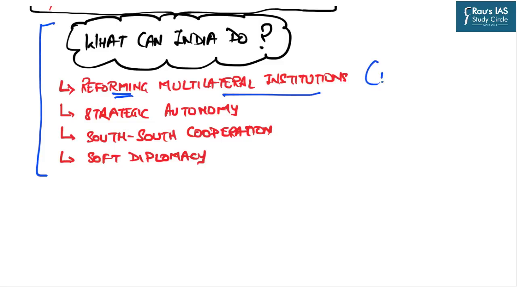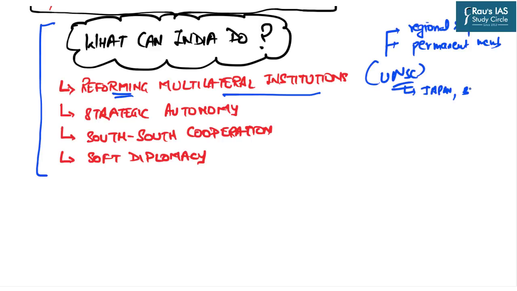For example, the United Nations Security Council. India has been raising its voice for many years that the UNSC must be reformed in order to grant greater regional representation, reforming the structure of the veto power as well as permanent membership. And for this, India is continuously cooperating with countries like Japan, Brazil, etc.